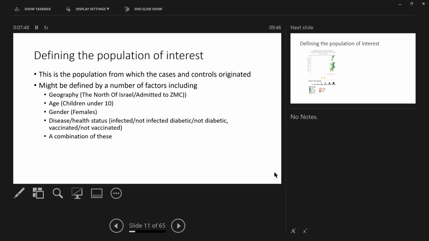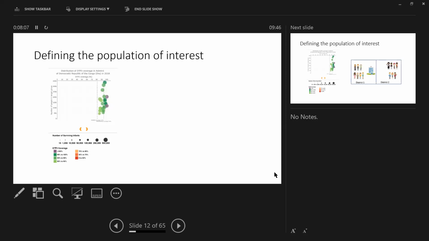For our studies, mostly you have to think, is my denominator the population of the Galil? Is my denominator patients admitted to Ziv Medical Center? It will make a big difference. And there's no necessarily right or wrong, but it's important to discuss this and think about it. If you define it wrong, things can go very wrong.